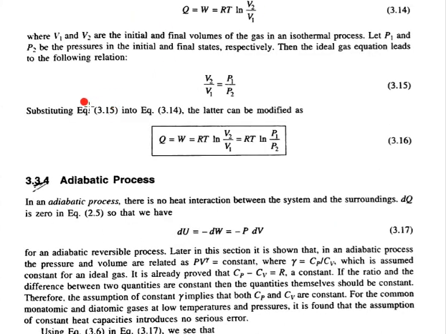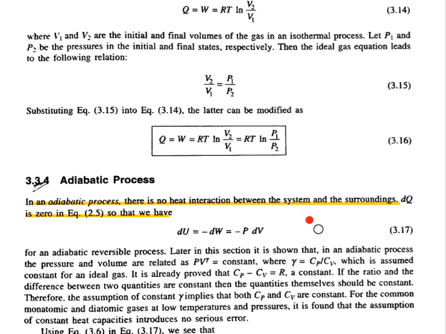Now the next topic is adiabatic processes. What is an adiabatic process? An adiabatic process is one in which there is no heat interaction between the system and surroundings, dQ is equal to zero, so it is called an adiabatic process. That means no heat is interacting between system and surroundings. The value of dQ will be zero; this we call adiabatic processes.